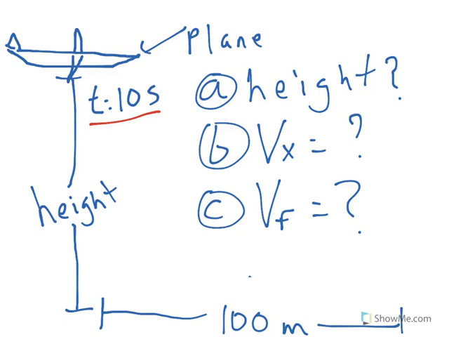Okay, so the first thing we're going to try to find is the height. The second thing we're going to try to find is the velocity in the x direction, and the thing that we're going to do last is the final velocity total. So, if I have this information right here, and I want to find the height, okay, what formula should I use? Okay, if you said your distance in the y formula, you would be correct.